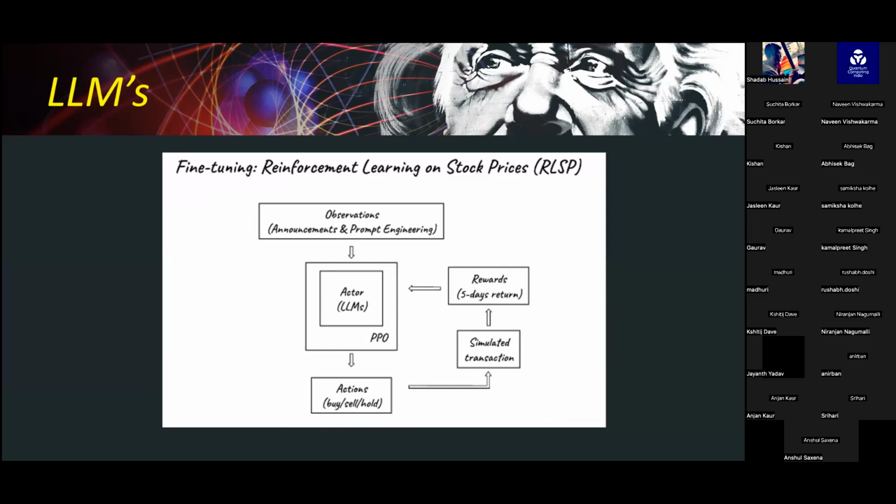When we look at one of the reinforcement learning models, you have various types of observations in the prompt engineering. The actor, which is your LLM, will give you recommendations, based on which you can buy, sell, or hold your stock transactions. Then you can have simulated transactions and look at what kind of returns you are getting. The entire game that we are playing is in the second square, which is the LLMs part.